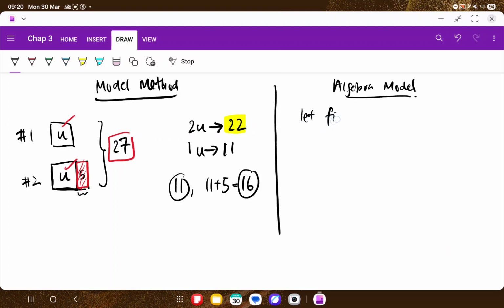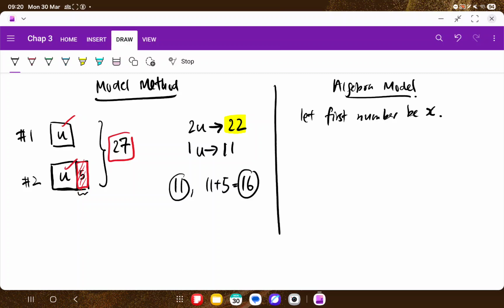Okay, so I write down, let first number be x. So need to write a bit of English. Nora, you understand this sentence? Yes, so x is the first number. What is the second number? I can use y, yes. What else can I do?